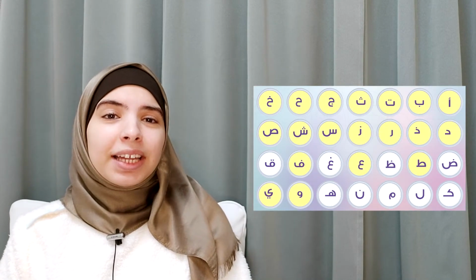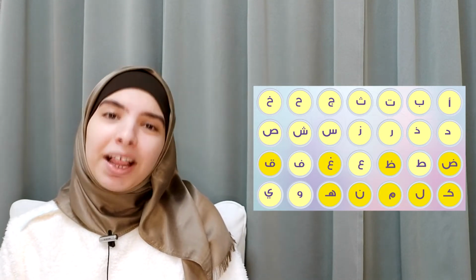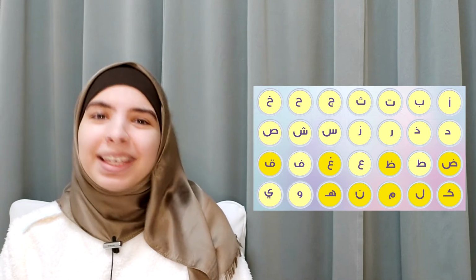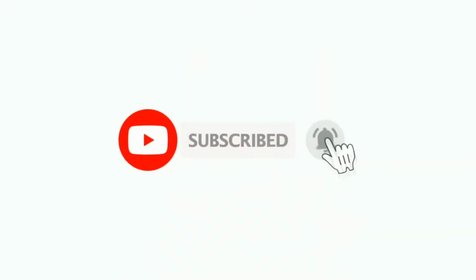We have 9 letters left, so today we're going to learn these 4 and next lesson we will learn the rest and finish the alphabet. Isn't it amazing? Let's do it! Today's letters are Dad, Dha, Ghain and Qaf. The shapes of these letters are very easy because they are similar to those of the last lesson. So let's start with the shapes of Dad.